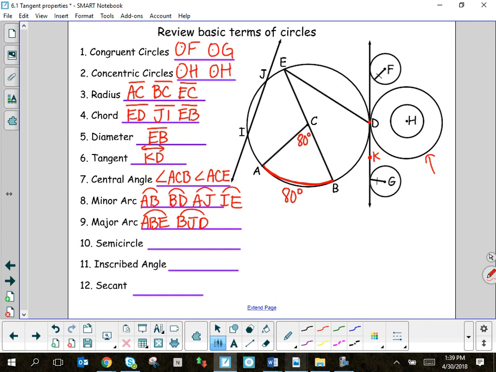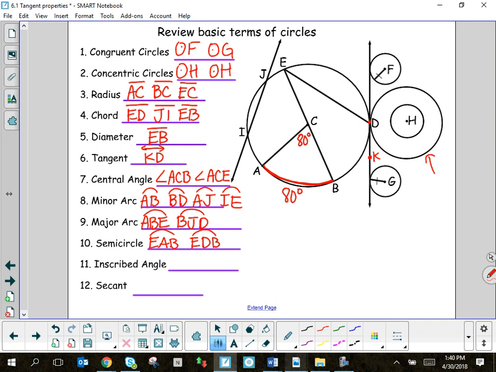A semicircle is exactly half of a circle. So in this case, you want to focus on the diameter. So that would be E, A, B. That would be a semicircle. Okay? The other way around would be E, D, B. Those are two different semicircles, one on the left and one on the right.